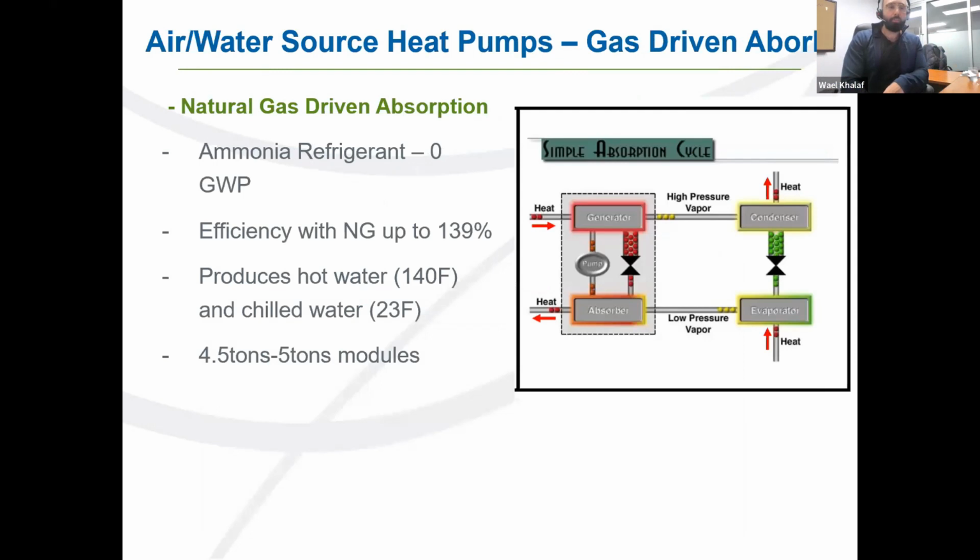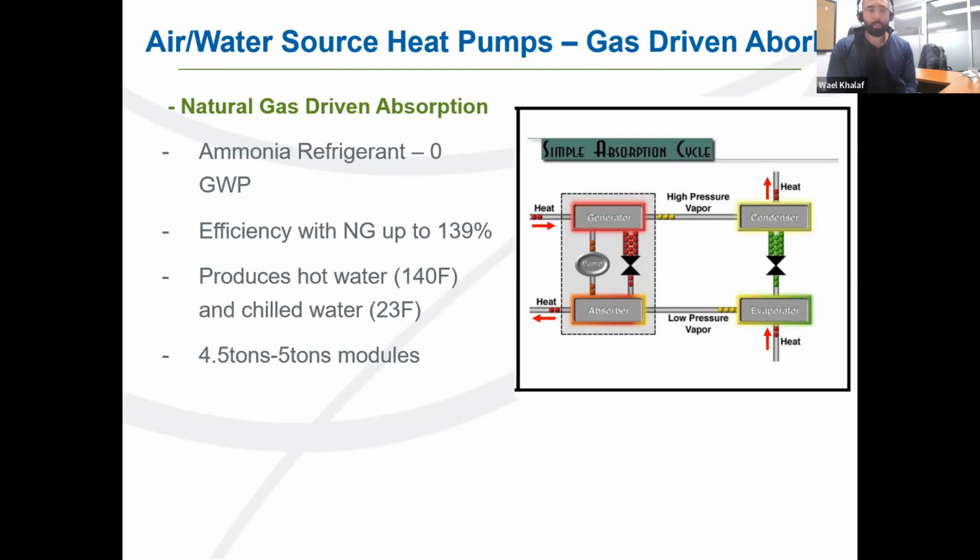And again, here's our gas-driven absorber, using ammonia refrigerant. Efficiency with natural gas, we can get above 100% because of the absorption cycle concept. I can produce hot water up to 140. Again, I'm using natural gas, and I can produce simultaneous chilled water down to 23 degrees Fahrenheit.